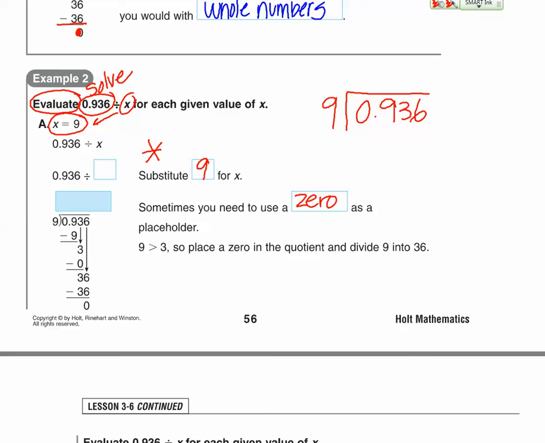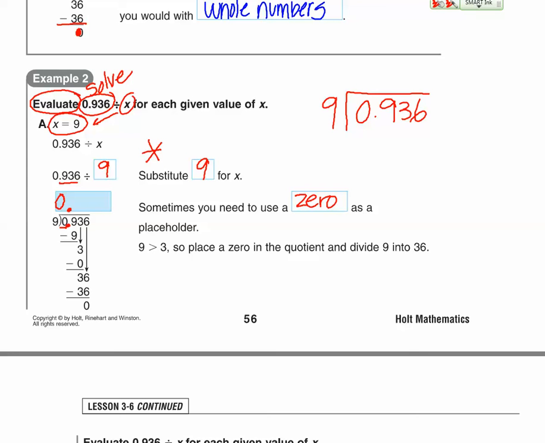Again, we're doing 936 thousandths divided by 9. So let's go through here. Our first step, remember, take your decimal in your dividend and put it up on your quotient and begin your division. Does 9 go into 0? Nope, it's too big. 0 times 9 is 0.